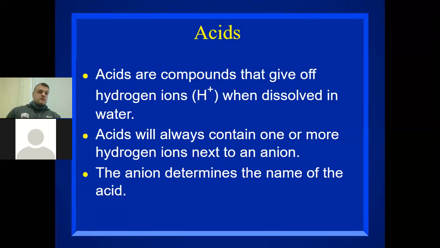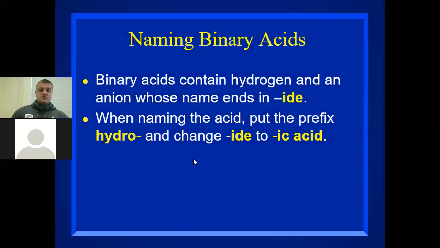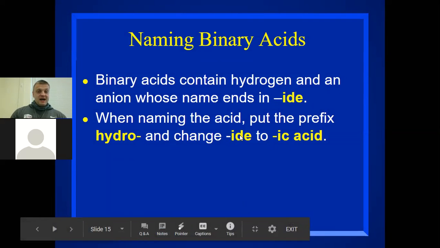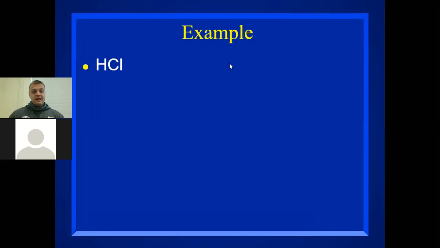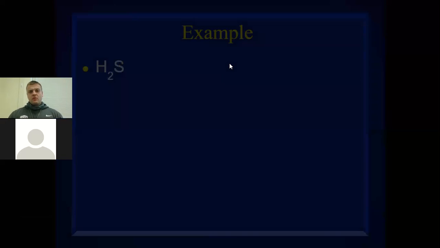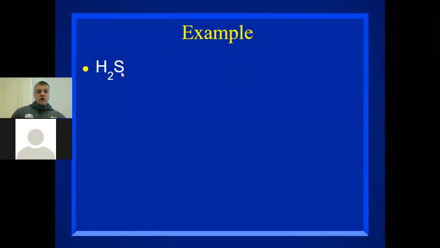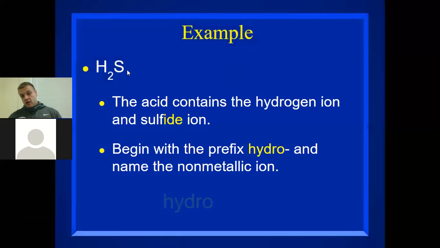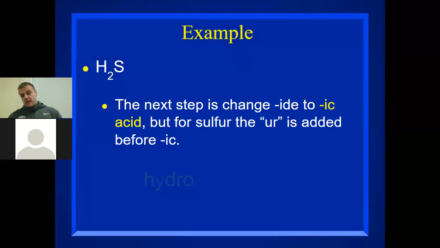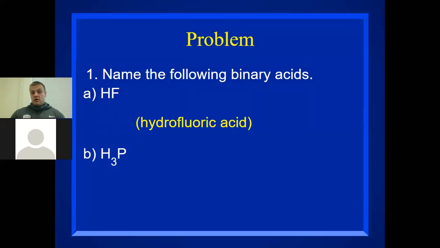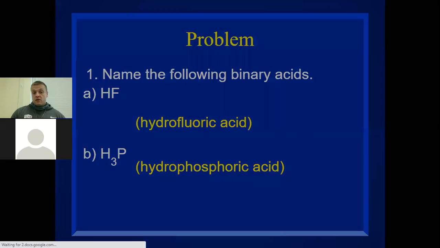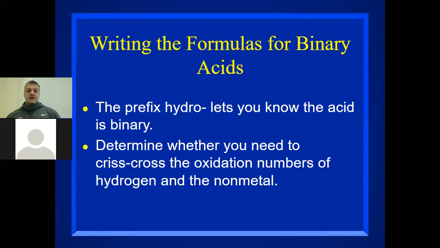Now, naming acids, okay? When you dissolve acids, they basically have hydrogen ions that are produced. And so what you're going to look at is you have hydro, and ide goes to ic, okay? So as an example, hydrochloric, okay? That's the one we did for the warm-up. Hydrosulfuric. All right. And so you have hydrofluoric, hydrophosphoric, okay, and that kind of thing.